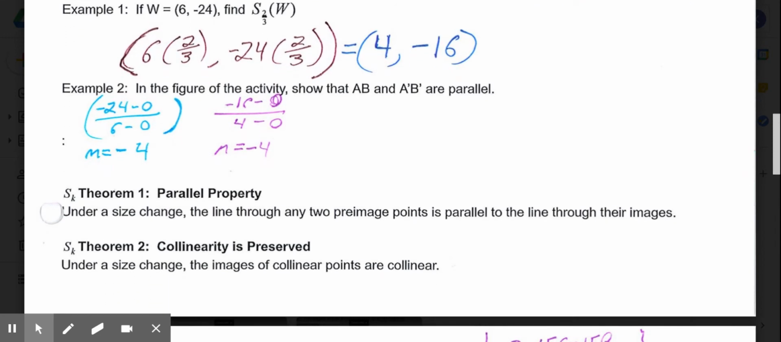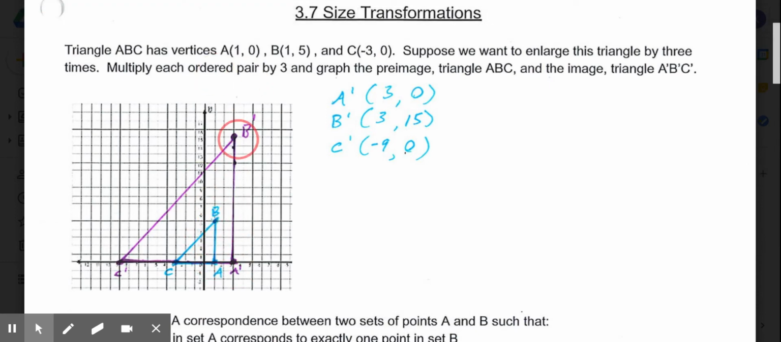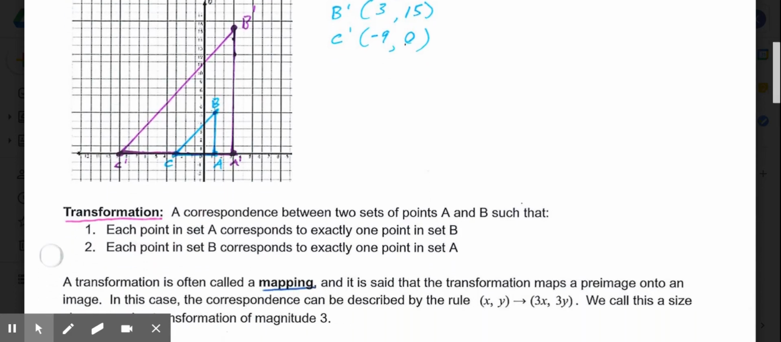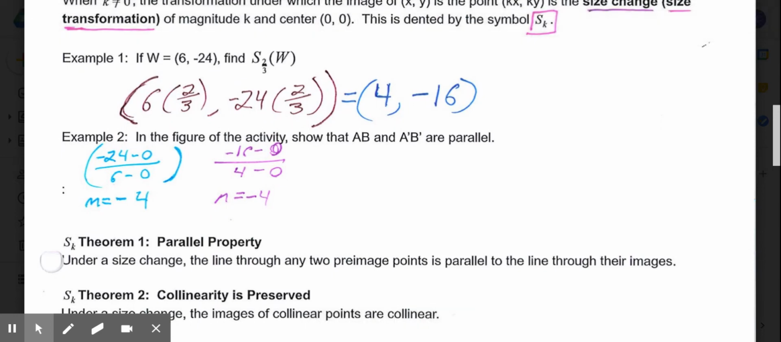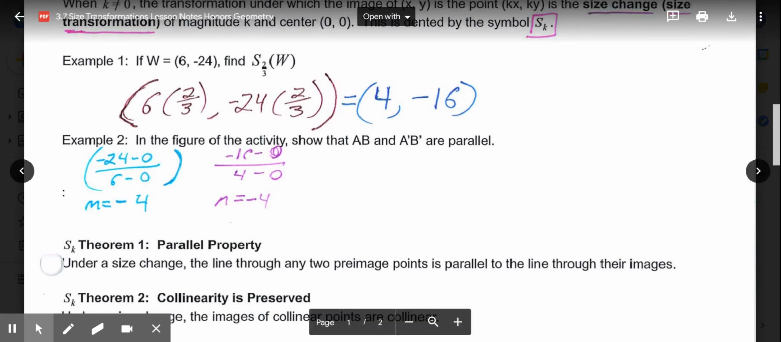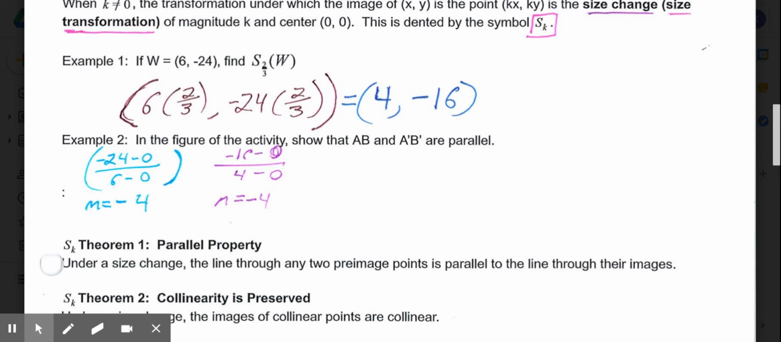In example 2, it says, in the figure of the activity, show that AB and A prime B prime are parallel. So our activity up here, they want us to show that line AB and A prime B prime are parallel. So what that means is I need to show they have the same slope. So what we can do is take change in y over change in x. In that case, instead of A and B up above, I'm just going to use W and W prime from this part here. So if W was originally at (6, -24), and W prime was at (4, -16), if both of these are based around (0, 0), I could prove that they have the same slope.